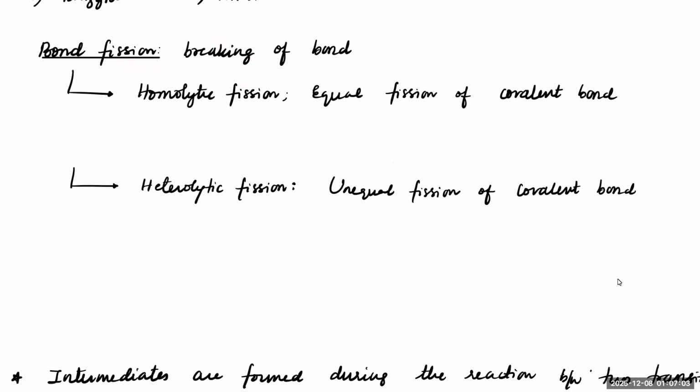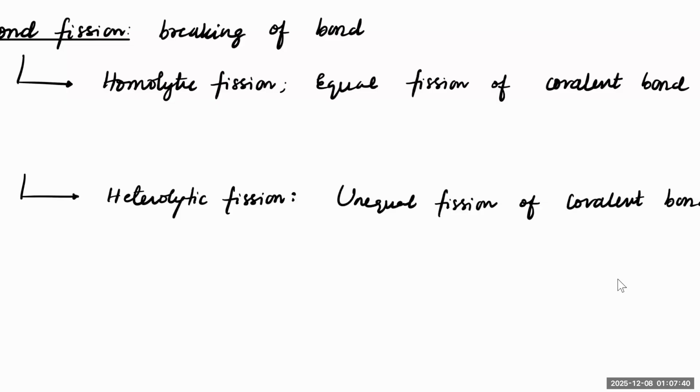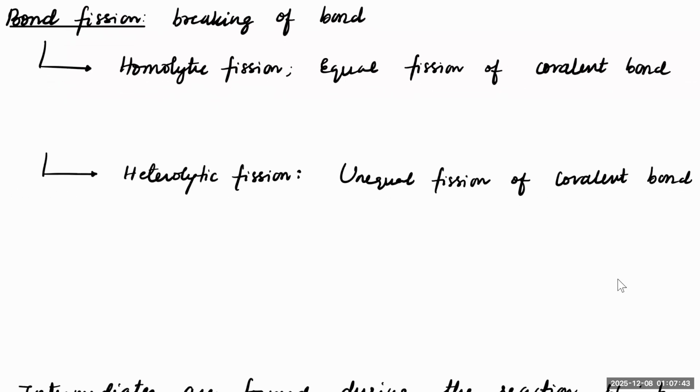First, let us understand what is bond fission. To go through more details of these intermediates, we need to understand what is bond fission. Now, how you break a bond between two atoms can be done in two different ways: homolytic fission or heterolytic fission. We use the term homolytic fission if the electronegativity difference between the elements is negligible or zero.